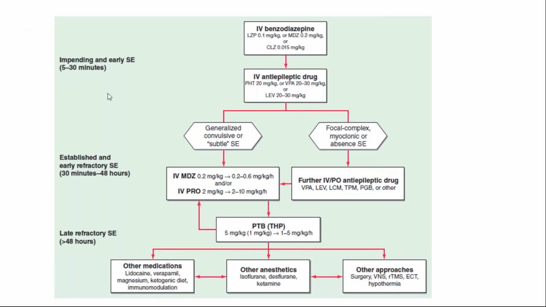If the seizures are persistent or there is loss of consciousness for more than 30 minutes, and there are tonic-clonic movements or any focal movements, then we will state it as an early refractory status epilepticus, which is from half an hour to 2 hours. And if the activity further continues for more than 48 hours, it is stated as late refractory status epilepticus. And management for each of them is different.